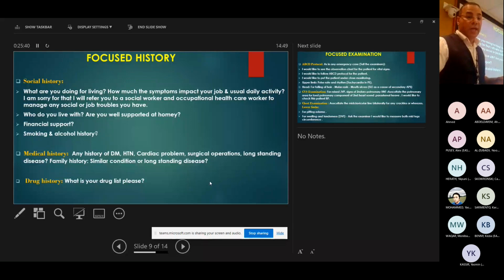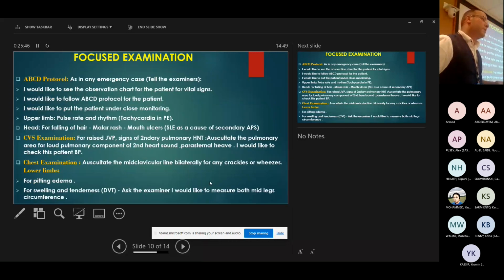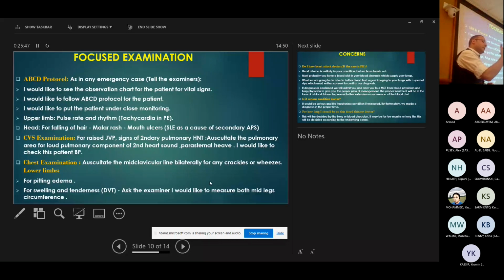After finishing the history, don't ask about the concern. You have to continue your station to do a focused examination of the patient. The concern is the last step in the case, because in the concern, you are going to give the possible diagnosis and what you are going to do. You cannot do that without examination, right? So examination here is very important.